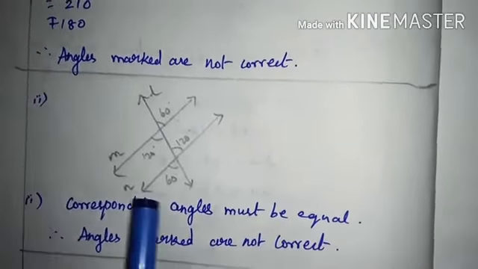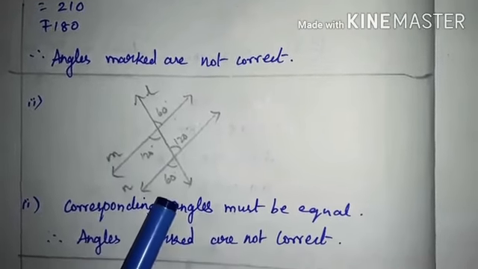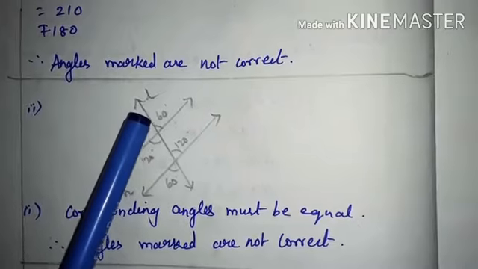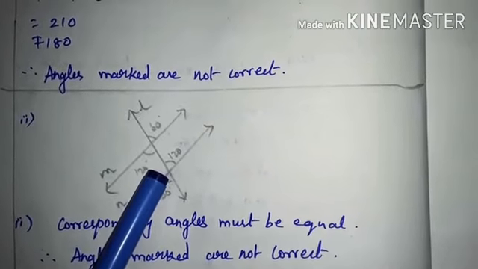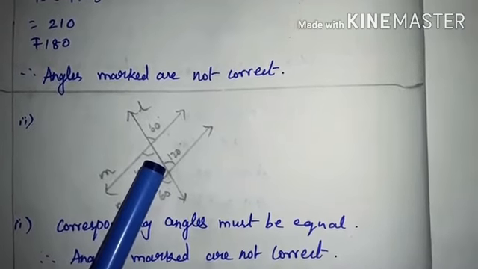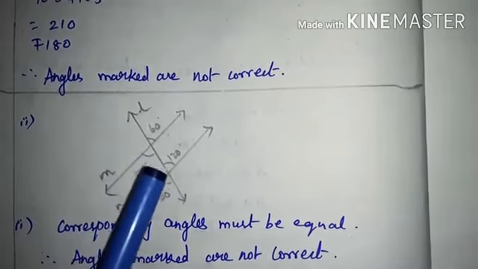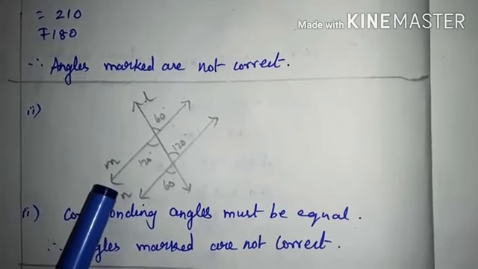For the second sum also, it has given 60, 120, again 120 and 60. If you take these two angles 60 and 120, they are corresponding angles. We know that corresponding angles are equal, but they had given us 60 and 120 degrees. Therefore, the angles marked are not correct.